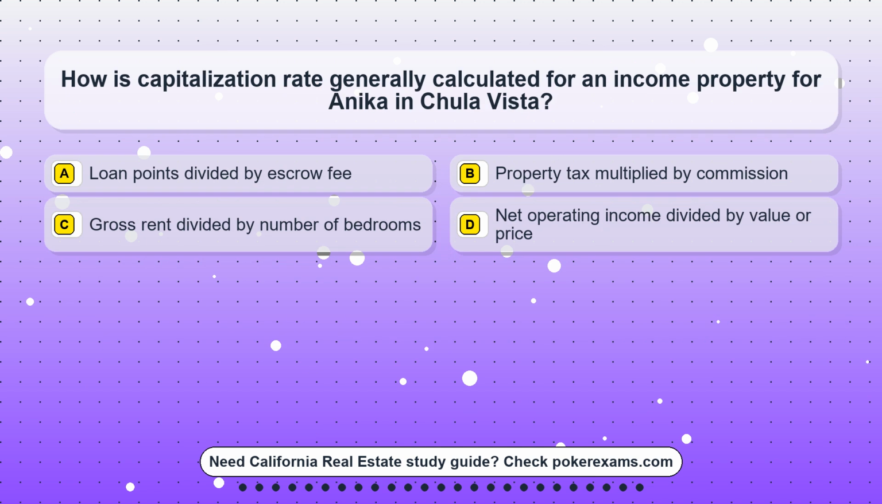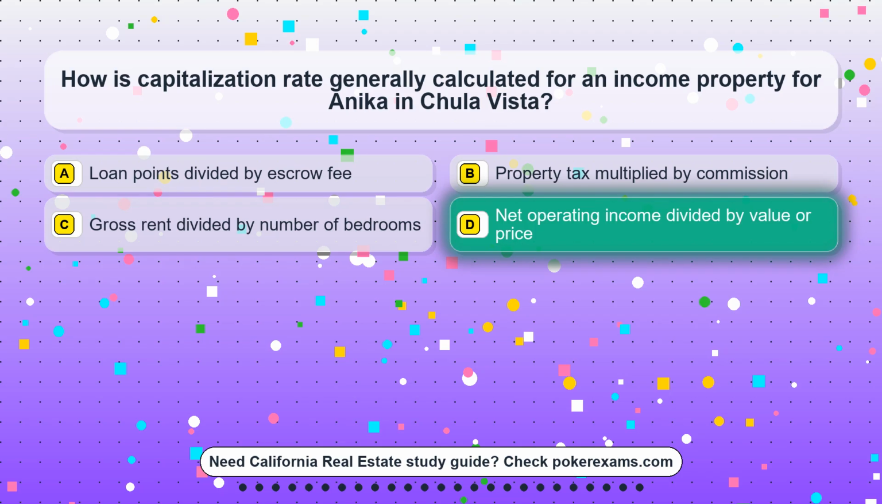Question 13. How is capitalization rate generally calculated for an income property for Anika in Chula Vista? Option A, loan points divided by escrow fee. Option B, property tax multiplied by commission. Option C, gross rent divided by number of bedrooms. Option D, net operating income divided by value or price.